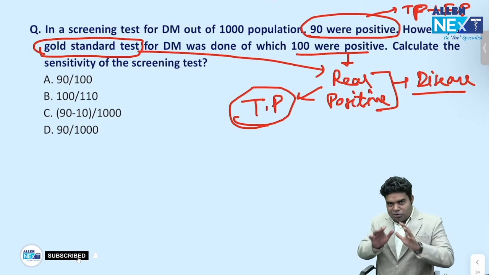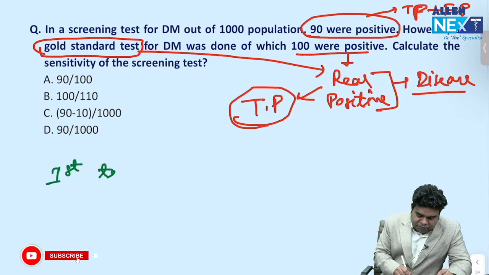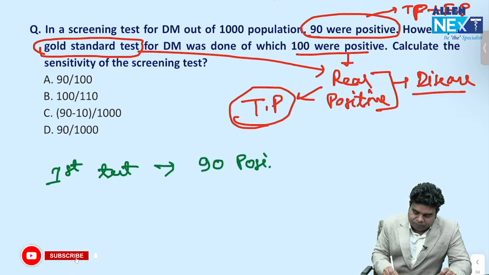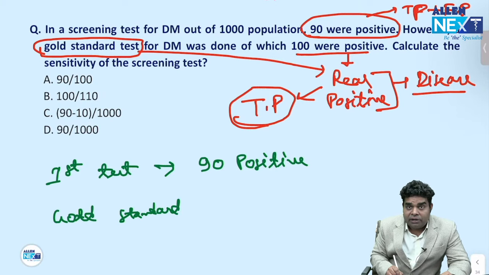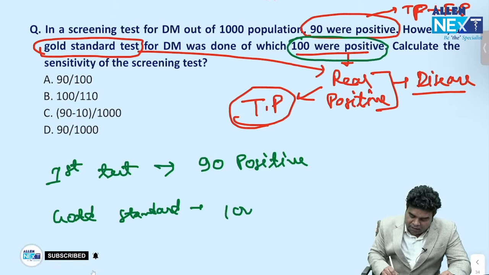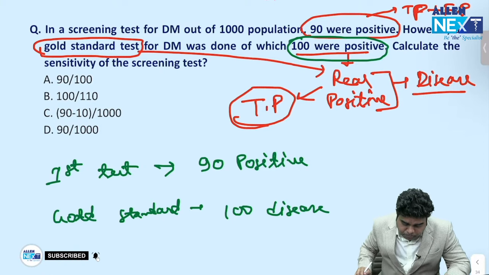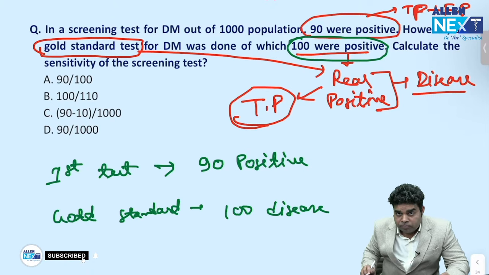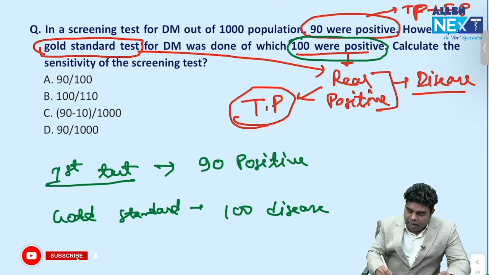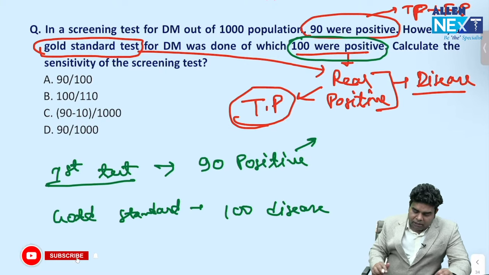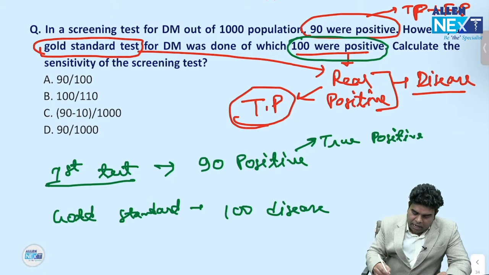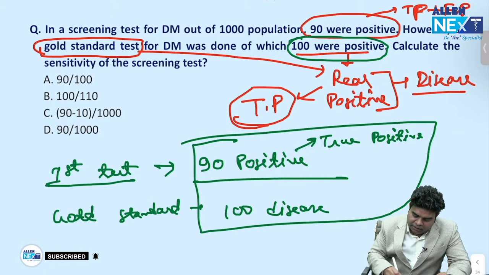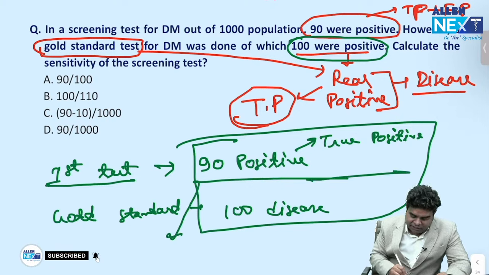Now, we need to understand this question a bit better. There are two tests. When they did the first test, a total of 90 positive came. Then they compared the first test with the second test, that is the gold standard. And in the gold standard, they found 100 positive. That means 100 were having the disease. So this 90 positives is coming on this screening test, and some of them can be false positive also. But for the first test, this 90 positive are true positive. And we are comparing this true positive with disease. And we know this formula: true positive by disease is known as the sensitivity. Sensitivity is true positive by disease.